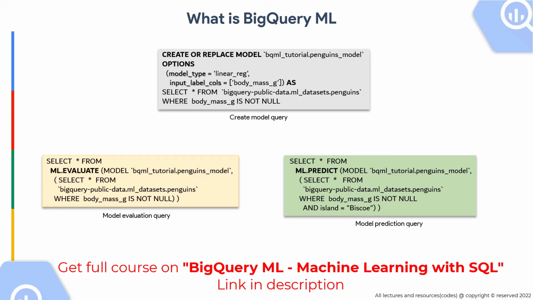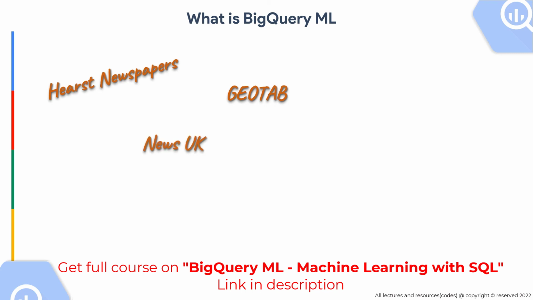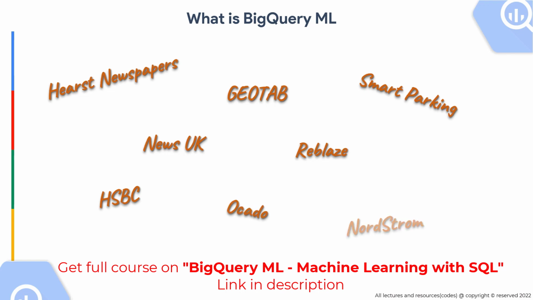According to Google's official list, their customers for BigQuery ML include Hearst Newspapers. They are doing customer churn prediction using BigQuery ML. Geotab is using it for weather-based harsh driving prediction for smart cities. News UK for customer subscription prediction. Smart Parking for traffic prediction, Reblaze for automated IP address threat prediction, and there are many more customers worldwide.